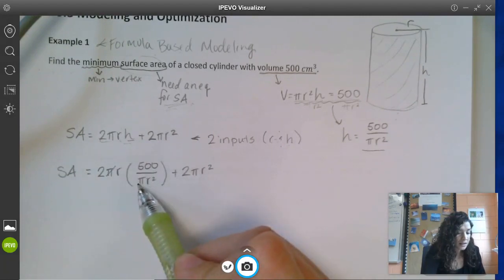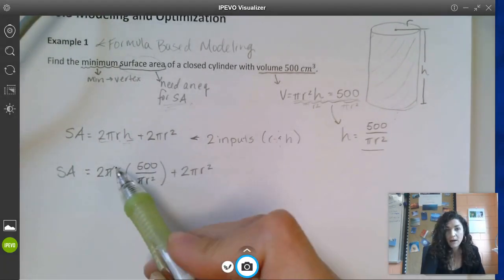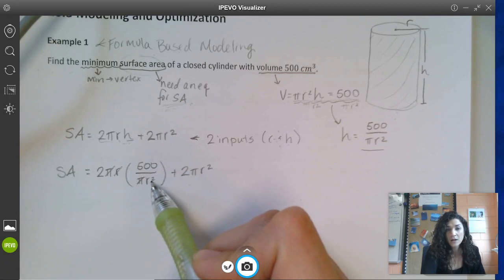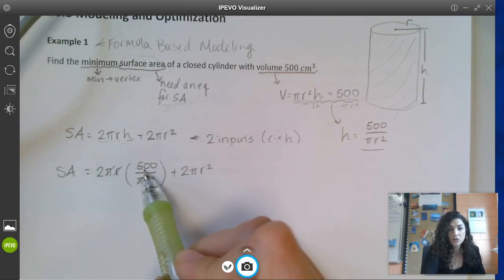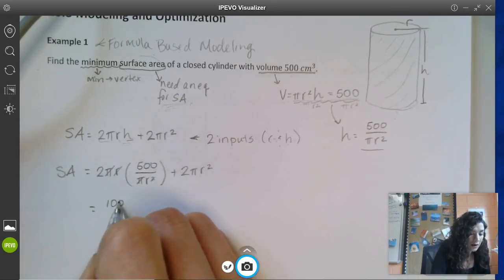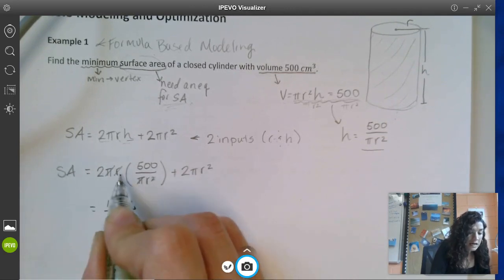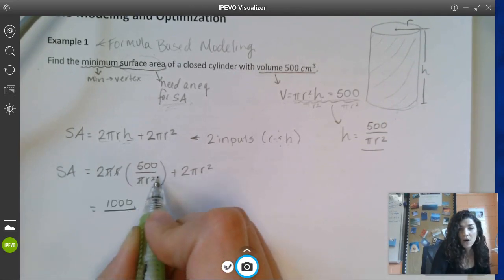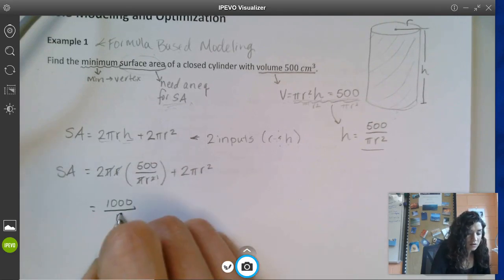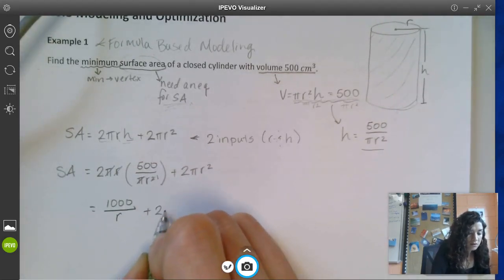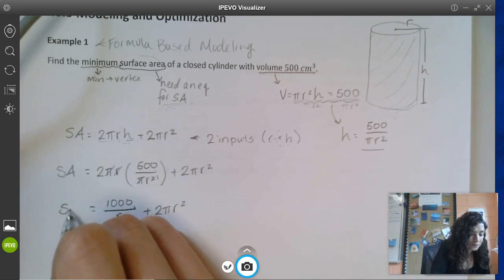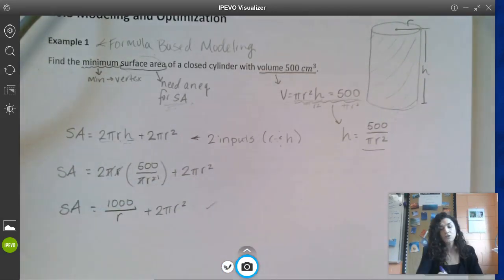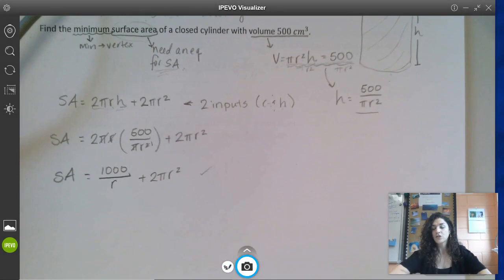This pi up here and this pi down here can cancel out because I'm dividing out pi. I can also cancel out one of those r's, and I'm going to multiply 2 to 500, and I get 1,000. 2 times 500 is 1,000. And I canceled out that r, but I still have one r left here in the denominator. So I've still got divided by r plus 2 pi r squared. And now I've just created a formula that shows the surface area with only one input, which is pretty great because now I can graph this.